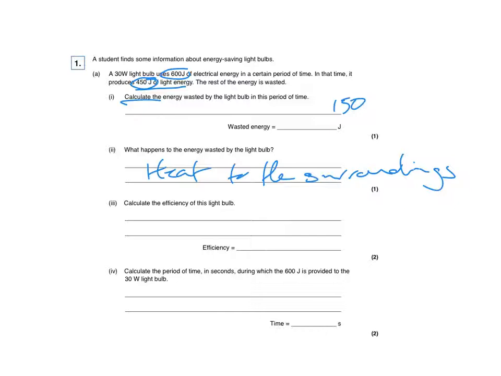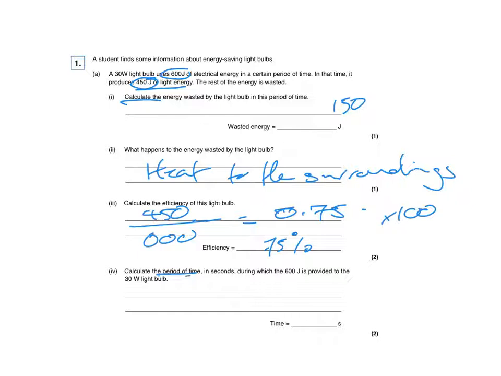Calculate the efficiency of the bulb. Well, we take the useful energy out, which is 450 in this case, divided by 600, and that gets us 0.75. You times that by 100, and you get 75% if you want to express it as a percentage.